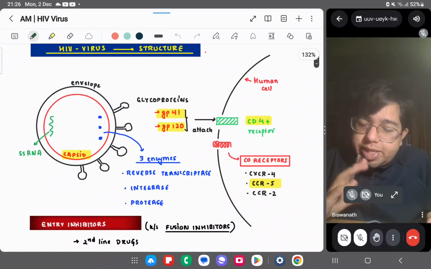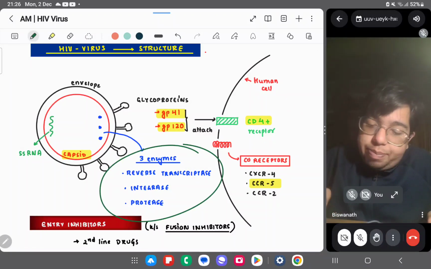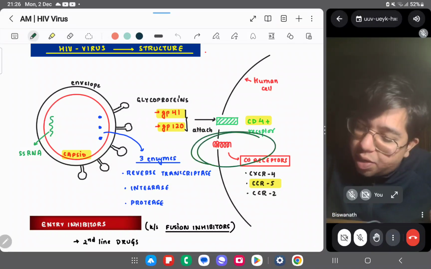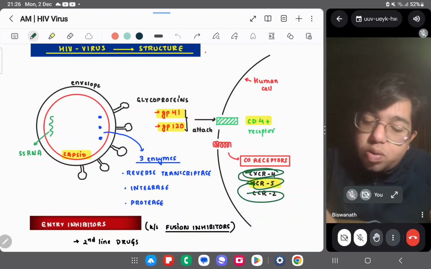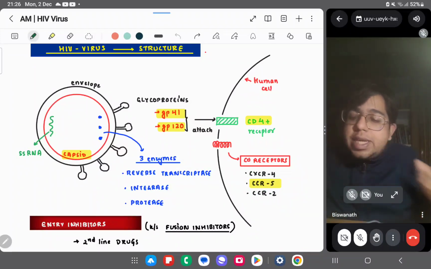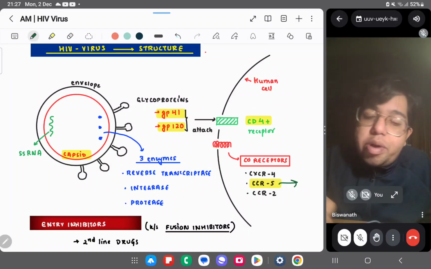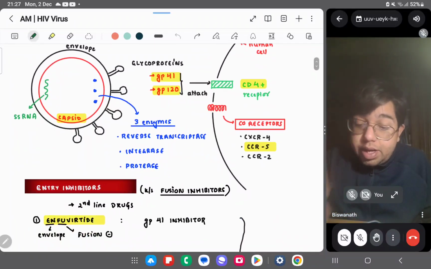You know all the structure. So this is a basic structure. We have three enzymes here, and this GP41 and GP120 are attaching to the CD4 receptor, and this I told is the co-receptor. For co-receptors we have CXCR4, CCR5, CCR2. These three are the co-receptors. CXCR4 is present on the TH cells, and CCR5 is present on the macrophage or the monocyte cells, right?